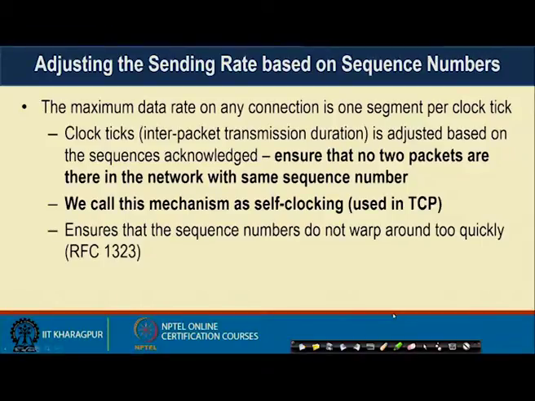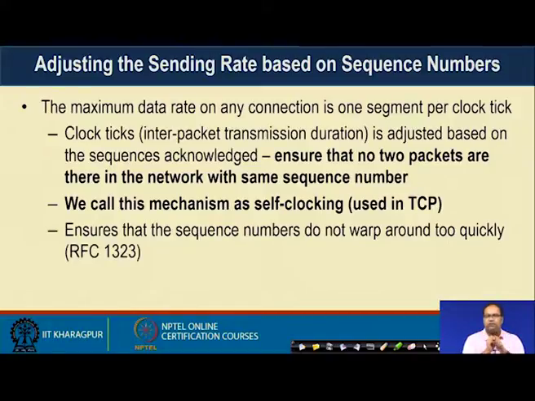So, how will you do that? You can bound the maximum data rate that you can send over a transport protocol. The maximum data rate on any connection we bound as 1 segment per clock tick. Here we use the hardware clock, but only the hardware clock of my machine, so we do not require the synchronization of the hardware clock across multiple machines. The hardware clock of a single machine will serve my purpose. With every hardware clock tick, the clock tick is the inter packet transmission duration. The clock tick is adjusted based on the sequences that are acknowledged.